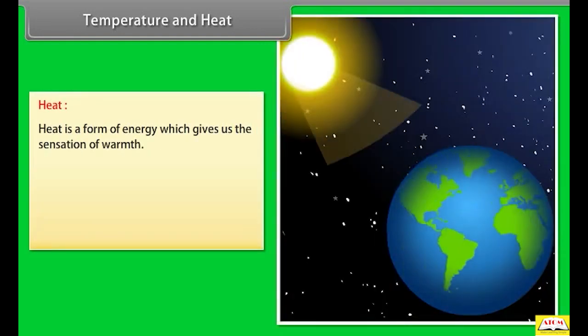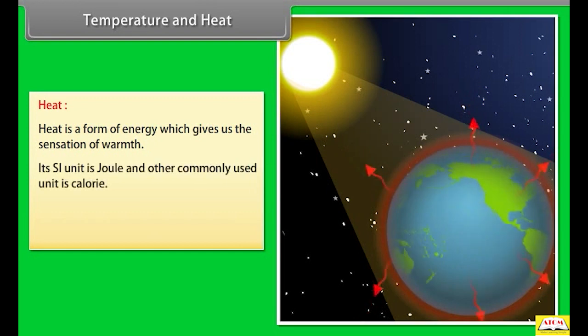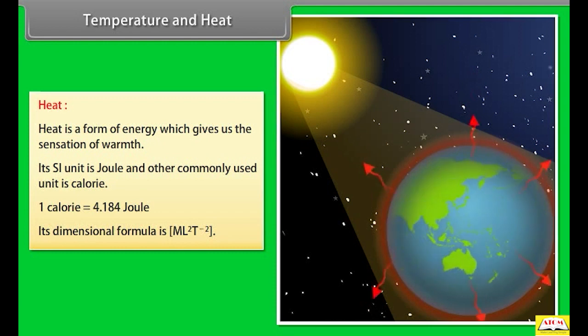Heat is a form of energy which gives us the sensation of warmth. Its SI unit is joule and another commonly used unit is calorie. 1 calorie is equal to 4.184 joule. Its dimensional formula is ML²T⁻².